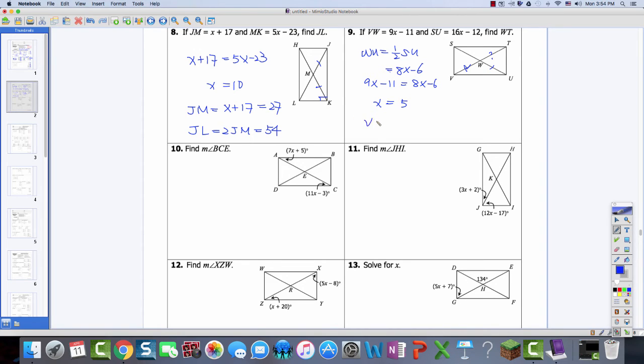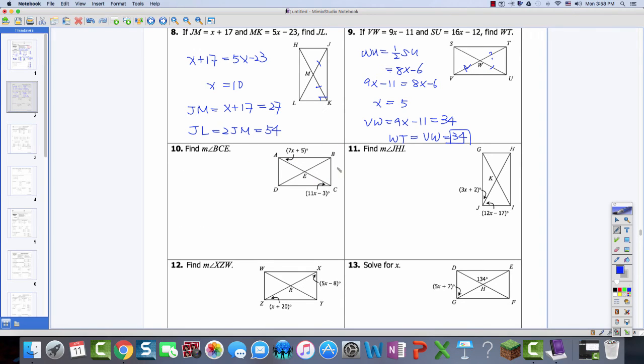And then you just plug it in to find VW, because we said VW and UW are exactly the same length. So you should have 34. So your final answer is WT equals VW equals 30.